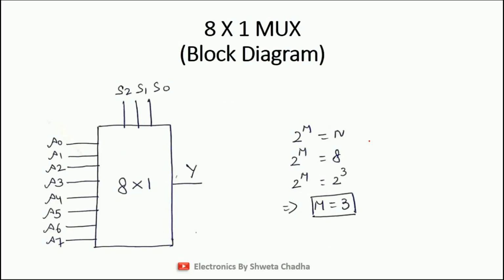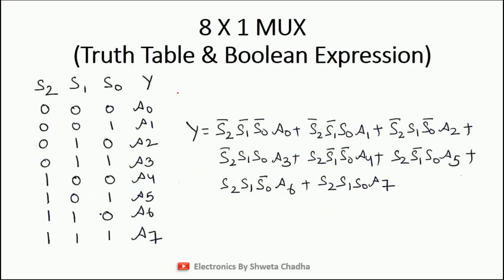Now the next example is 8x1 multiplexer. So now in 8x1, total 8 input signals will be there, starting from A0 till A7. 1 output signal is there, which is Y. And now how many select lines? Let us use the same formula once again. And we are supposed to get the total number of select lines to be equal to 3. That is S2, S1, S0.